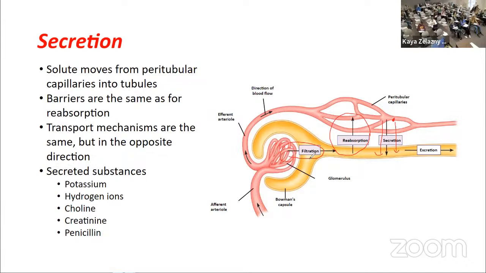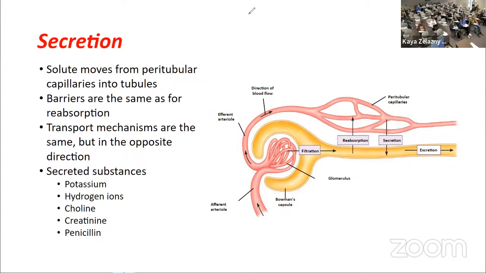So this is different than filtration. The filtration is happening up at the glomerulus. Secretion, we're thinking later on down the pipeway. This would have the same barrier as reabsorption does, by which we mean we have a couple cell layers, right? So we have the endothelial cells of the capillary. We have those cells lining the tubule, and we had a basement membrane between them. And we have, depending where we are, that interstitial fluid space. Okay, so we're going to cross those things.